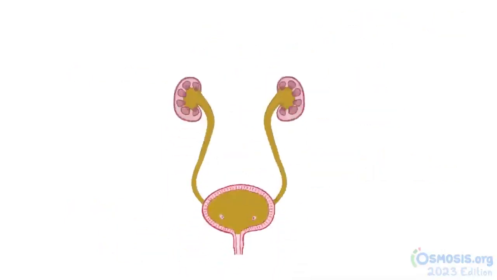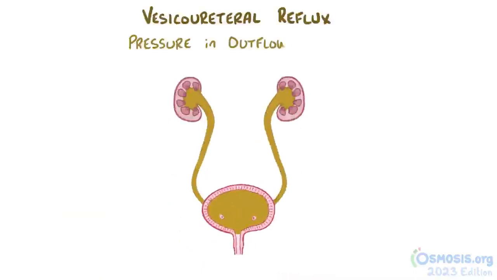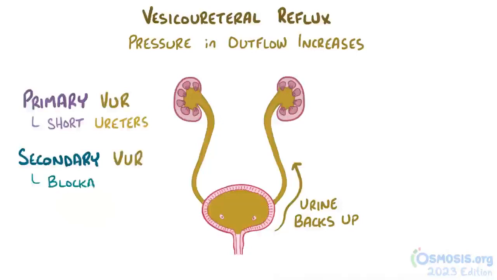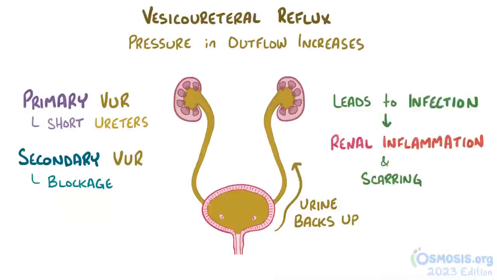Alright, as a quick recap. Vesicoureteral reflux is a condition where pressure in the urinary outflow tract increases and urine gets pushed back up into the ureters or kidneys. Primary VUR is usually due to a short ureter, while secondary VUR is usually due to a blockage in the urinary tract. This disease often leads to urinary tract infections that can cause renal inflammation and scarring.